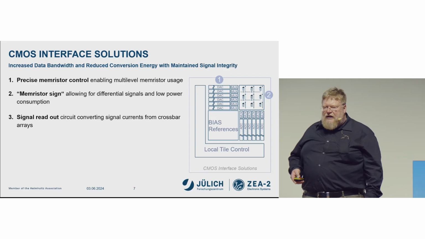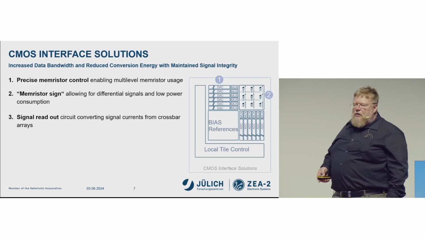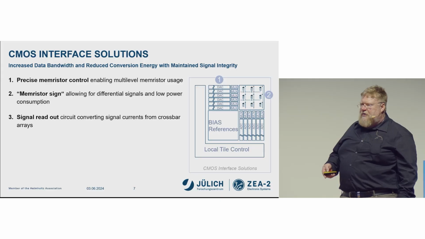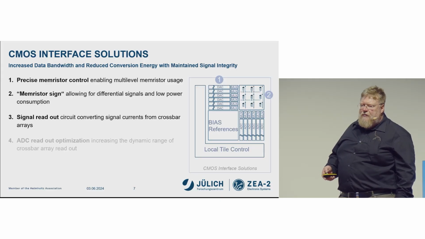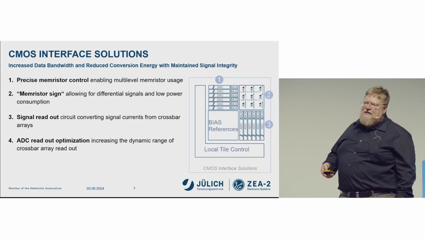And then the signal readout circuit converting signal currents from crossbar arrays, which is then something as an example how the readout could be done in a very low power fashion. And then the ADC readout optimization, which is nothing more than a clever way to see how this ADC is working in a fixed concept or in a fixed system and make use of the special surrounding.